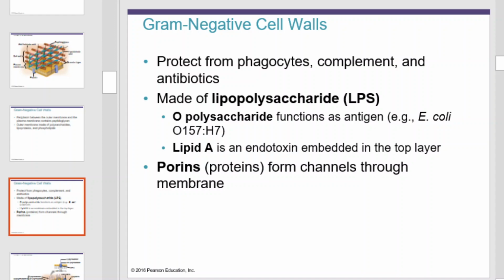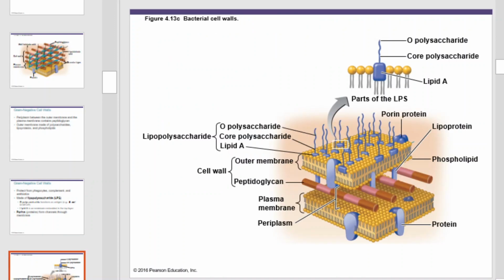They can be made of lipopolysaccharides, LPS, O-polysaccharides, which function as an antigen, and lipid A, which is an endotoxin embedded in the top layer. Gram-negative cell walls will have porins, which are made of protein, to form channels through the membrane. This is an illustration of a gram-negative cell wall.